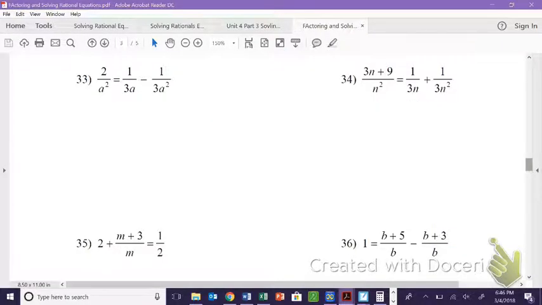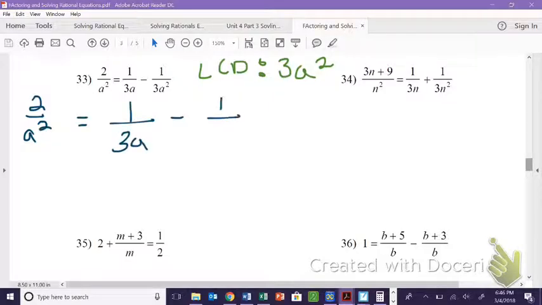Okay, number 33. I made it a little bit larger, so hopefully this will help us a little bit more. Number 33, we're dealing with a squared, 3a, and 3a squared. So what would be my LCD? If you said my LCD was 3a squared, well, you're absolutely correct. So how can we get everything to match the 3a squared? How can I get that common denominator? So let's check it out. If we take this, again, I'm going to rewrite it so that I have more space.